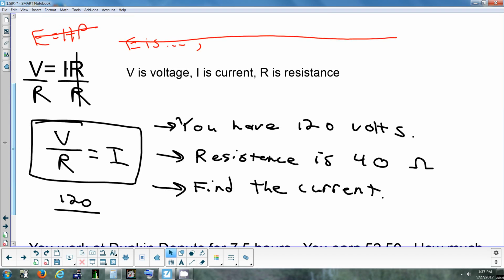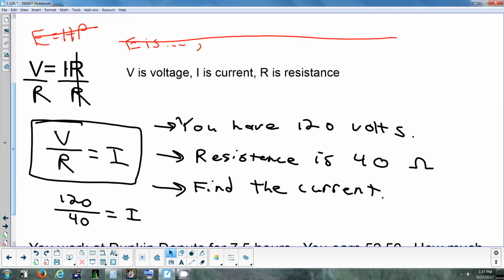Connor, is there anything else that I was given? 40. 40 is the what? What letter is that going to go in for? R. Yeah, good. Tell me. So 120 divided by 40. And what's that going to calculate? That's the 30? All right. No, that's the current.